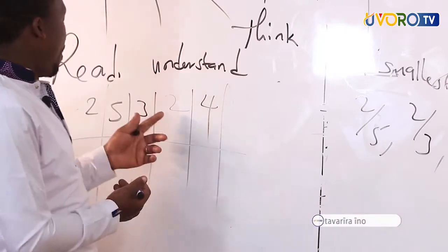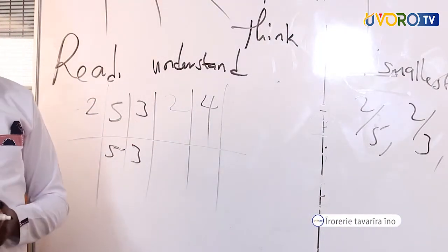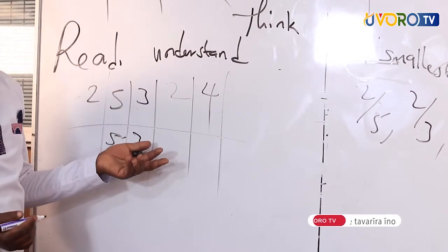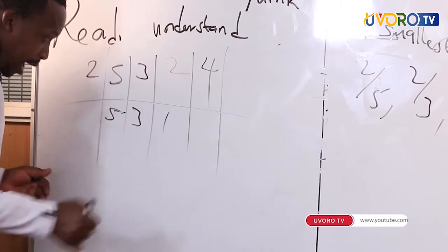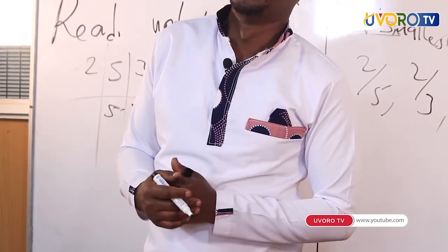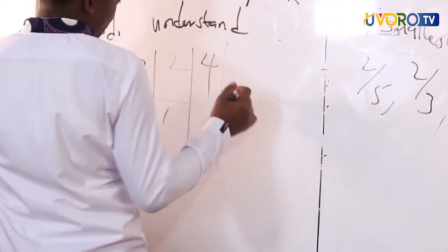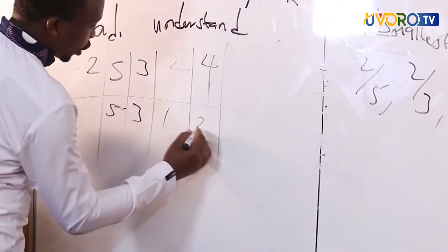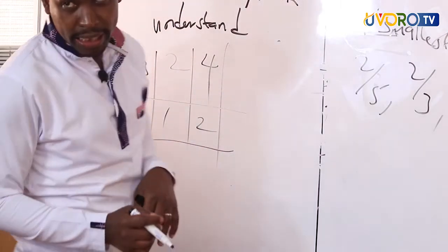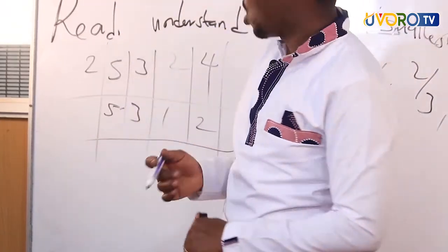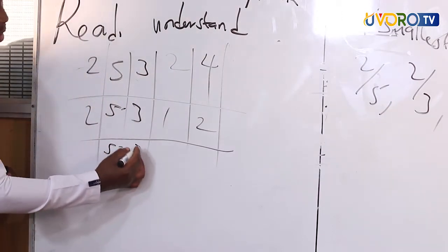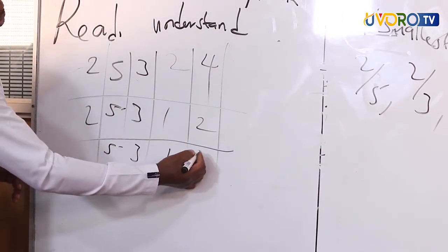Now, what will happen to 2 divided by 2? 2 divided by 2 is 1. Very good. 4 divided by 2 is 2. Has 2 finished dividing? No. So we also put 2. We drop 5. We drop 3. We drop 1, since 2 divided by 2 is 1.